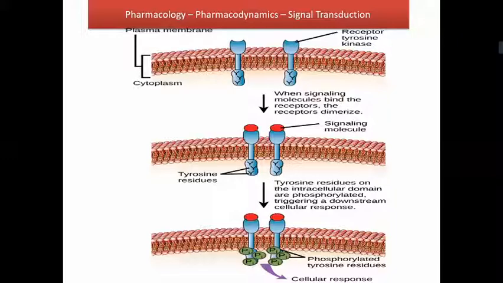Then, an example of this is the one I have mentioned earlier, the function of the tyrosine kinase receptor. Okay, so that's an example. The tyrosine kinase is an example of the receptor activation resulting in the activation of the enzyme catalytic activity of the receptor. Okay.